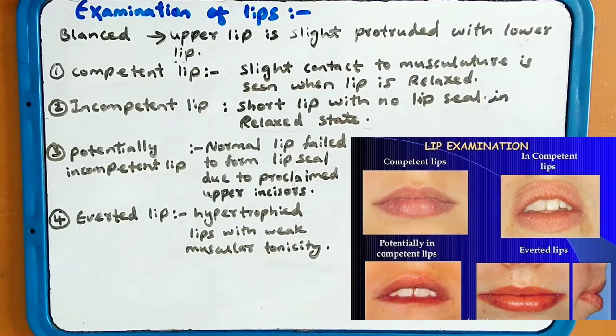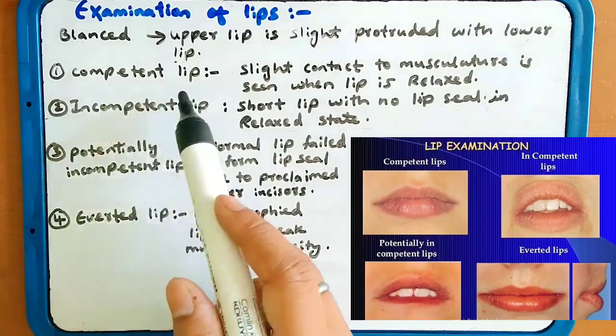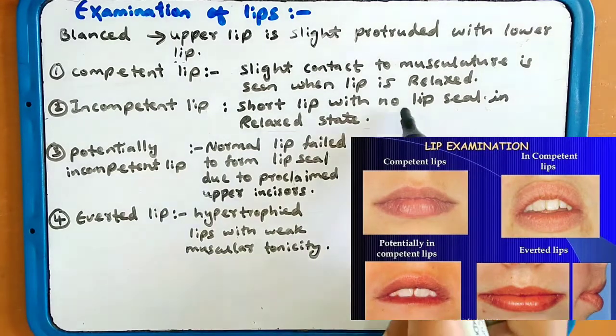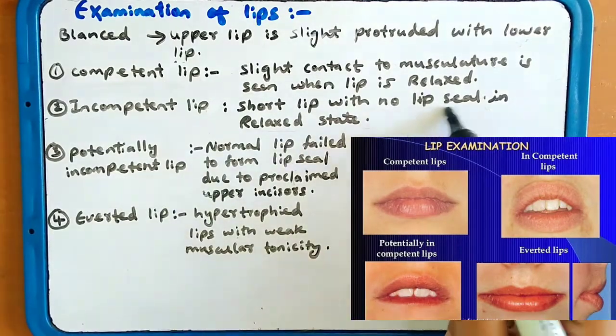First one is competent: slight contact to musculature is seen. That means there will be a contact to the musculature when the lip is relaxed. This is the competent lip. Incompetent is the short lip, short lip with no seal. As you can see in the picture, short lip with no seal.